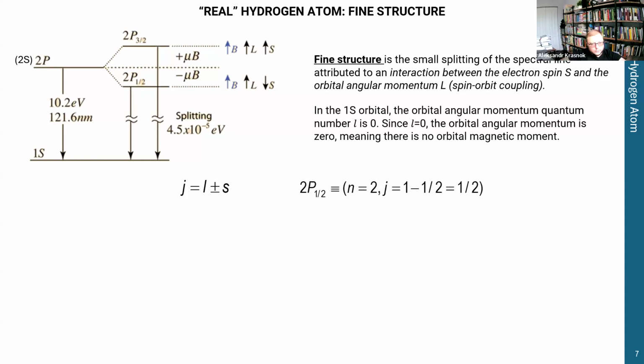Also, this splitting can be changed. The amount by which these two levels are split can be changed by placing the atom in a magnetic field, because the magnetic field the spin interacts with can come not only from the orbit but also from an external source. We can vary this splitting, and that's important for many applications.